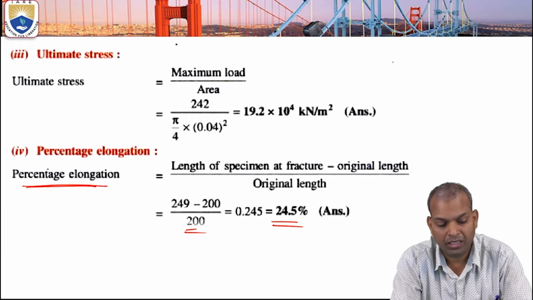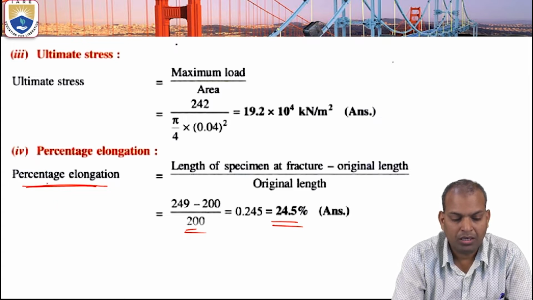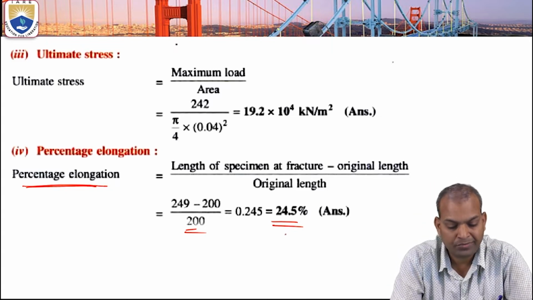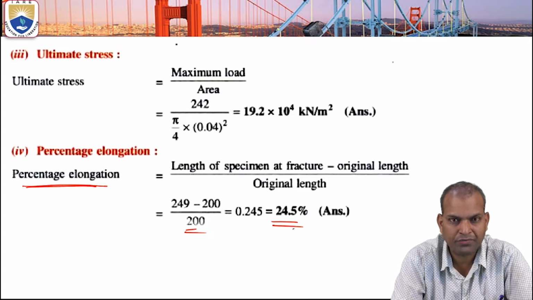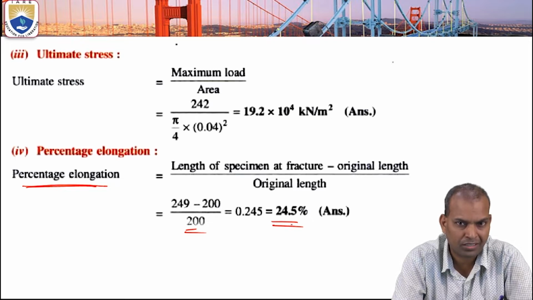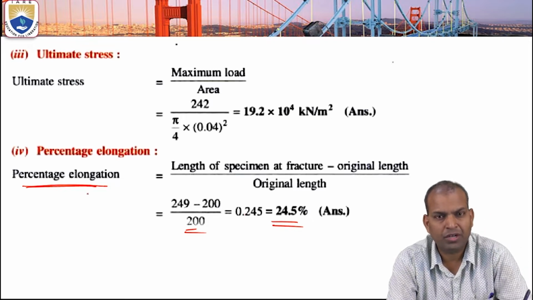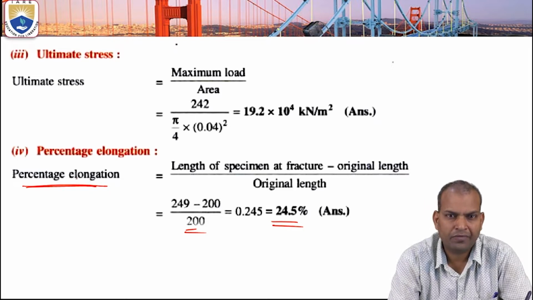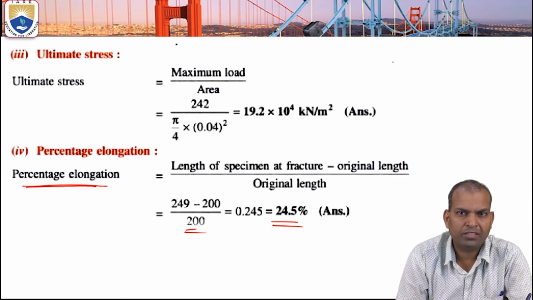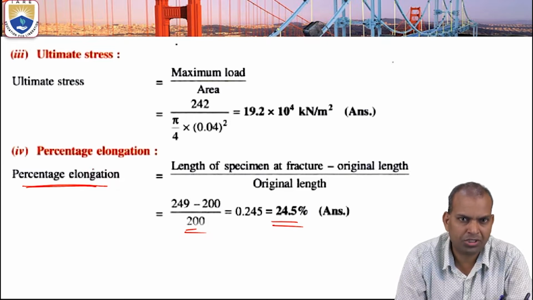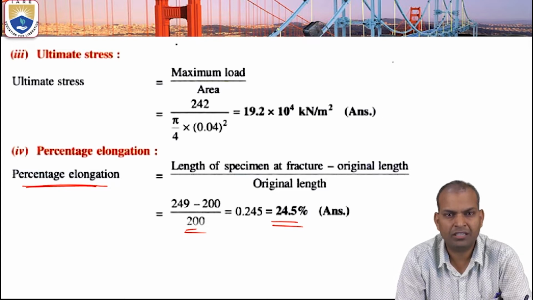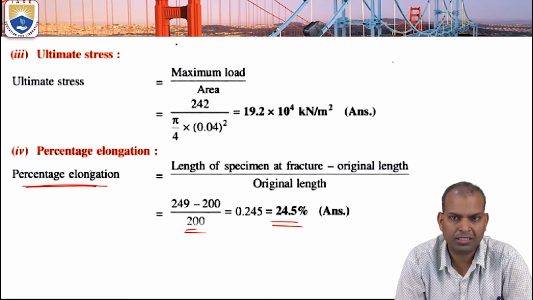Depending upon the value of the percentage of elongation, we can determine whether the deformation has taken place more or less. If the percentage of elongation value is high, that means the deformation is high. If the value is low, that means the deformation is low under the same load. So based on this value, one can estimate and predict the behavior of the material under the tensile load during the tensile test.